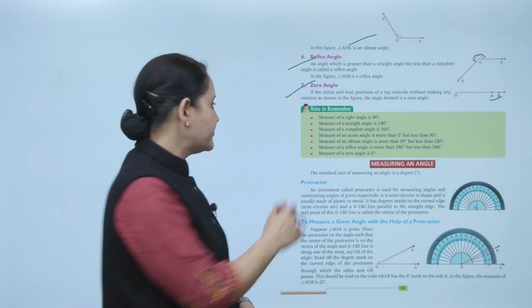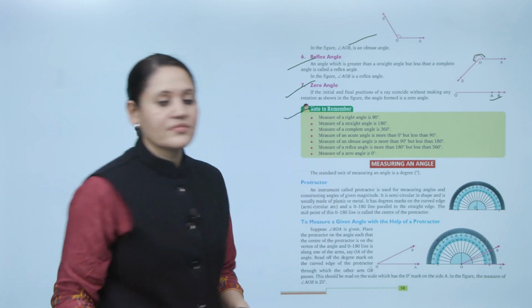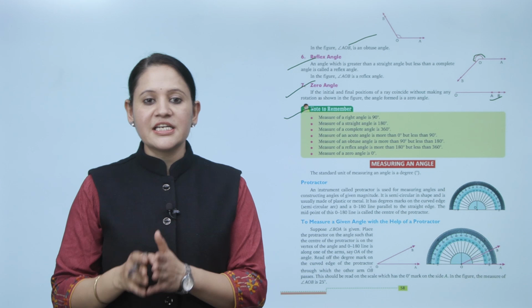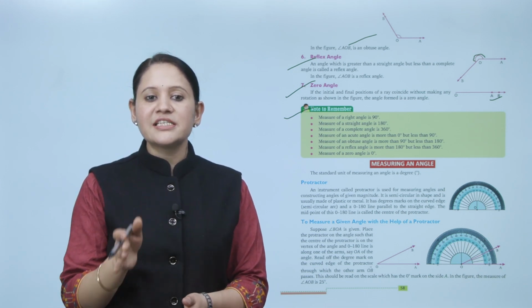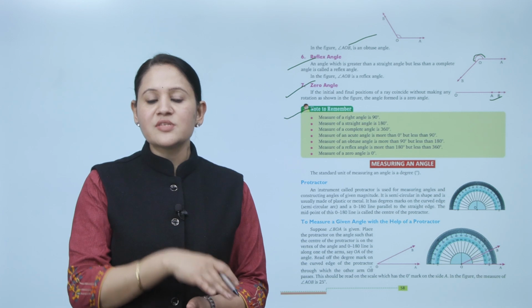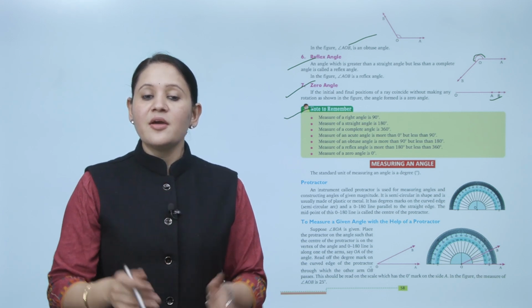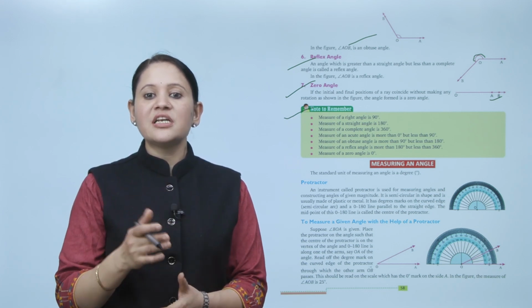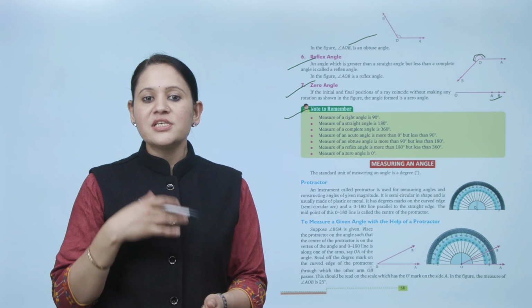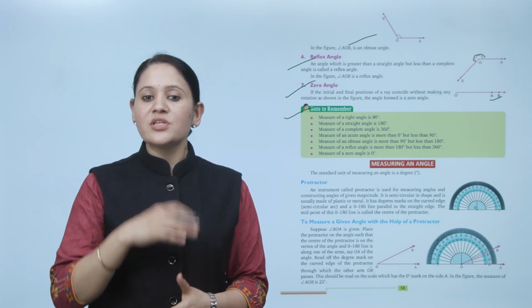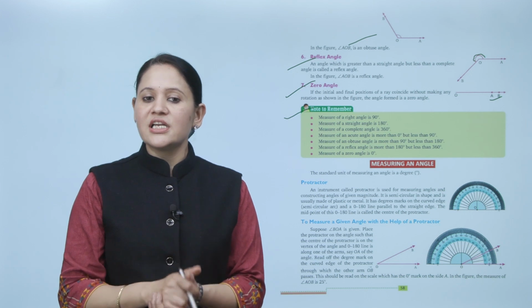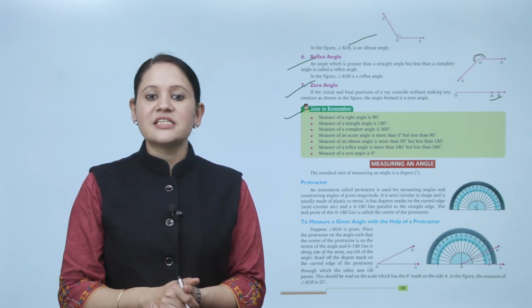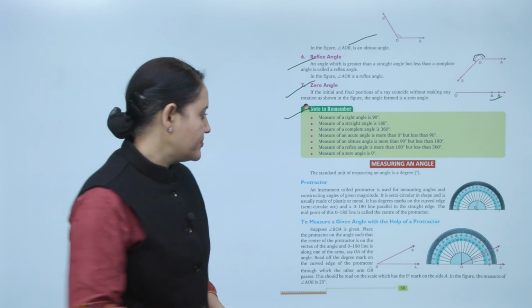Note to remember: measure of a right angle is 90 degree, measure of straight angle 180 degree, measure of complete angle 360 degree, measure of acute angle is more than 0 but less than 90, measure of obtuse angle is more than 90 but less than 180 degree, measure of reflex angle is more than 180 degree but less than 360 degree, measure of zero angle is 0 degree. Clear? Next is measure an angle.